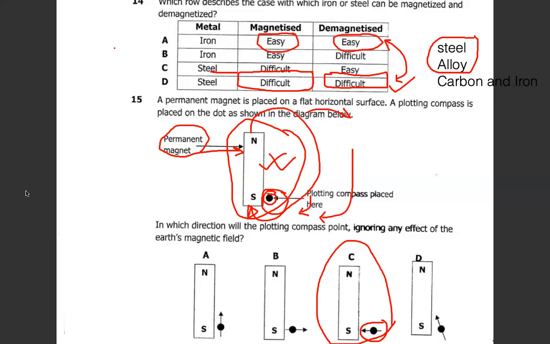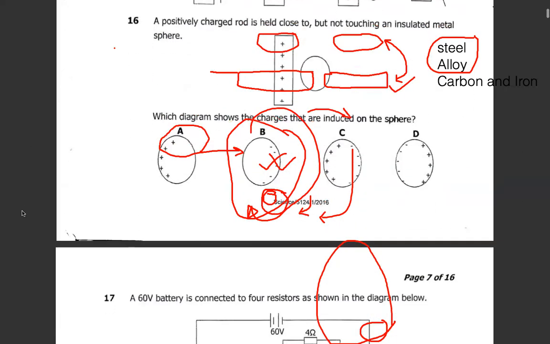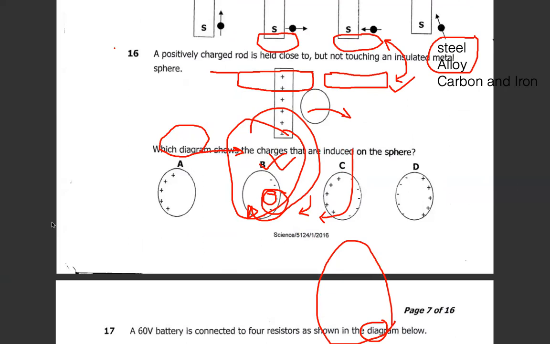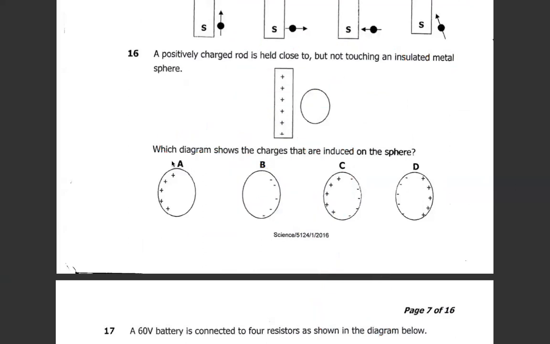2 minutes remaining of time. We can do maybe just 16, so that I leave a minute for you to ask. A positively charged rod. This is positively charged. As we can see, we have positive charges all around it. It is held close to, but not touching, an insulated metal sphere. When they say an insulated metal sphere, actually this is neutral. The number of positive charges as well as the number of negative charges are equal.